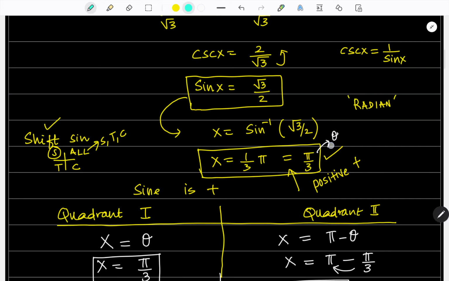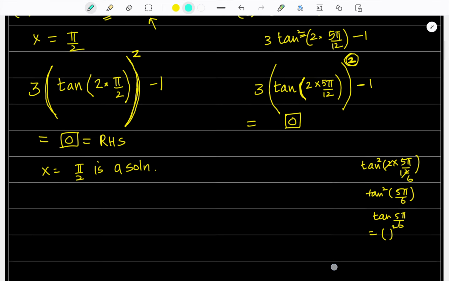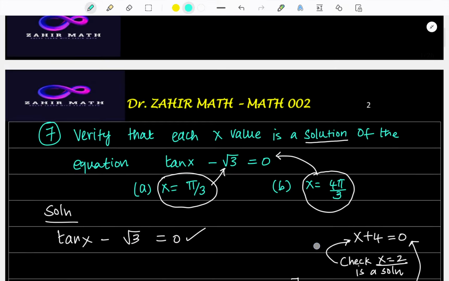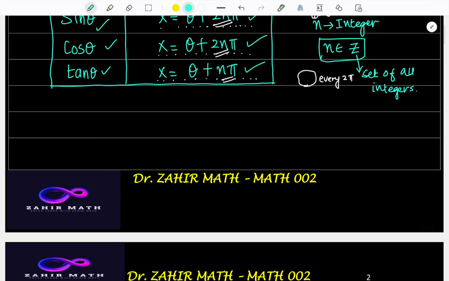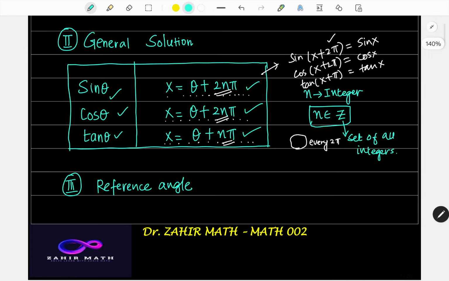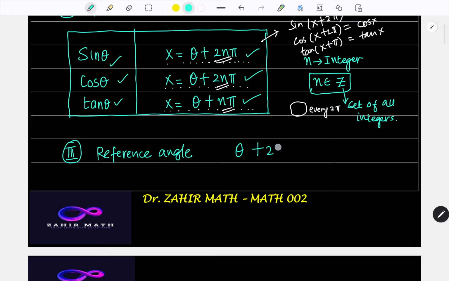Reference angle, I gave you, right? Did I give you the reference angle? Let me check it out. No, I didn't give the reference angle formula. Let me write the formula. The third formula is the reference angle. What is the formula? Theta plus 2 pi.